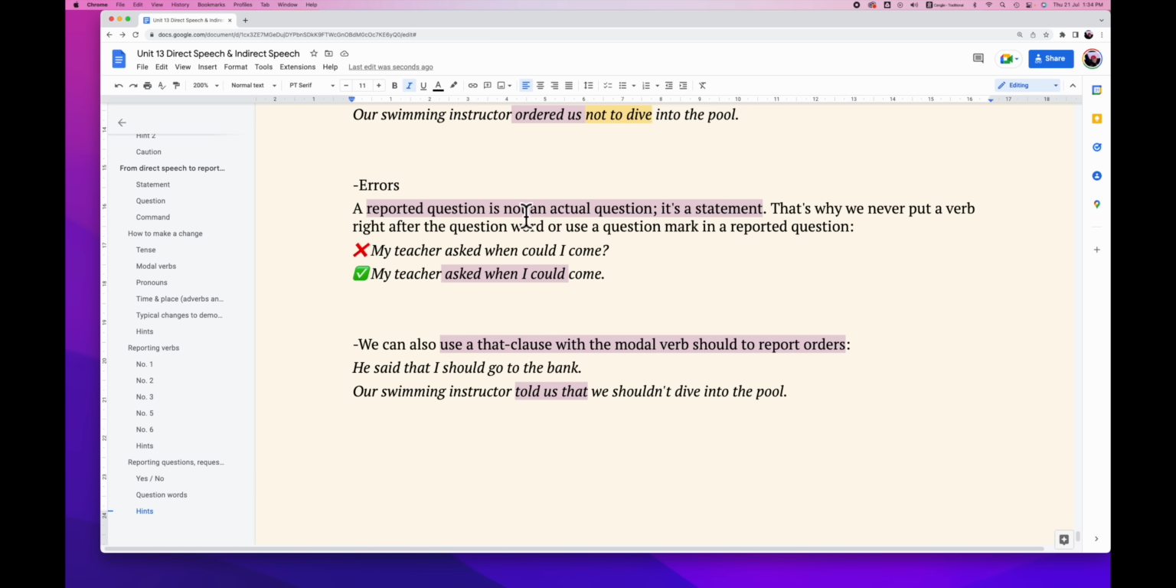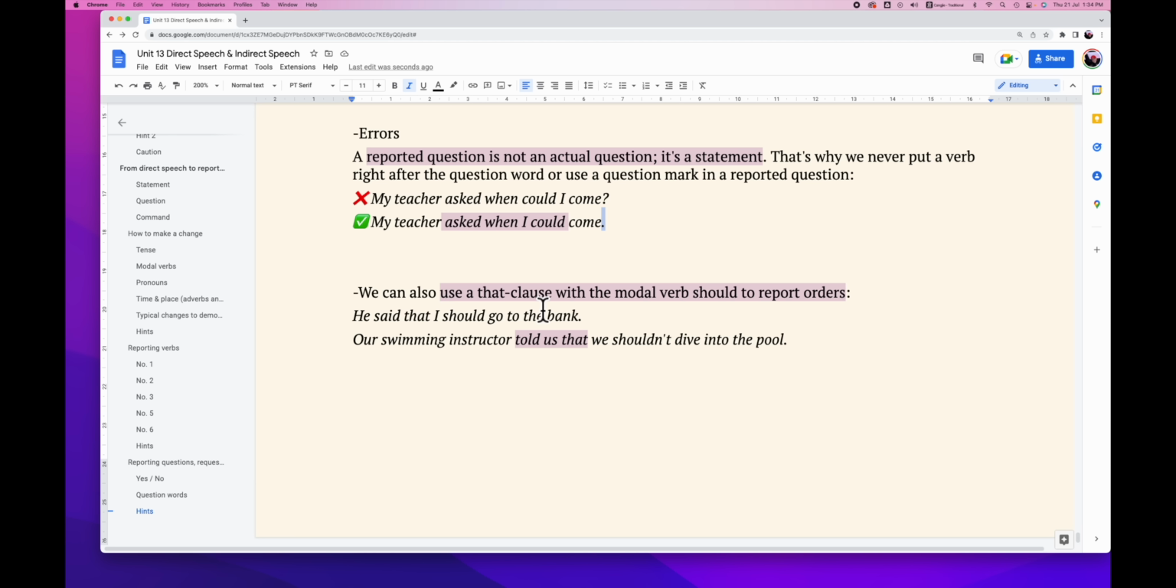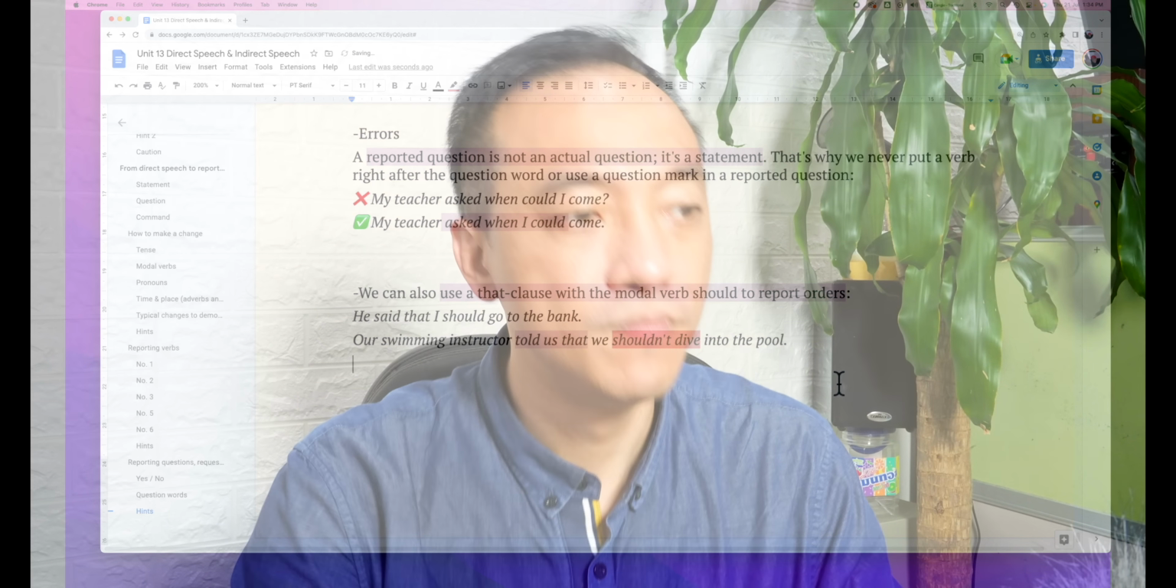What kinds of mistakes would most students make? There are some situations that you have to be aware of. Let's take a look. A reported question is not an actual question. Actually, it's a statement. So, we don't have a question mark at the end. Instead, a statement ends with a full stop. My teacher asked when I could come. All right, and also, we use a that clause with the modal verb should to report orders. For example, our swimming instructor told us that we shouldn't dive into the pool.